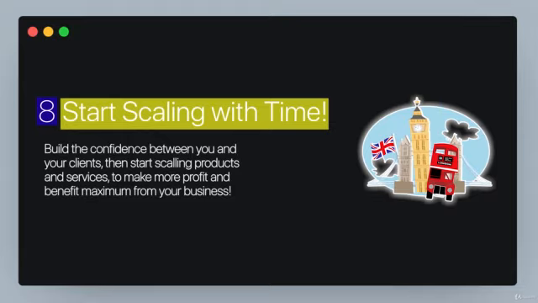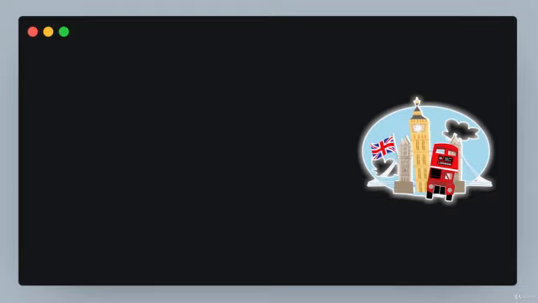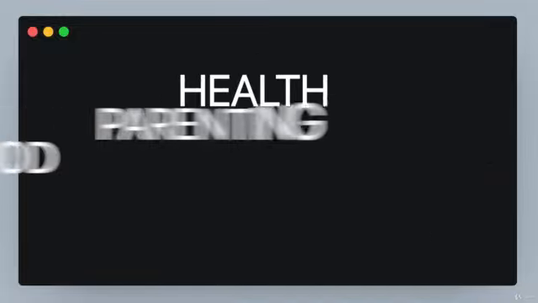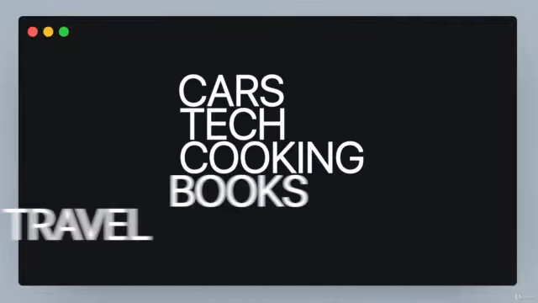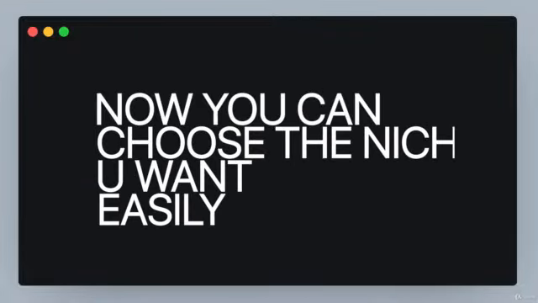Remember that all successful projects are small and very simple. And to conclude this, here are some niches that you can test. Health, parenting, you can work with food, you can pets, and dogs are a very good niche. Cars, you can work also with tech, cooking, books. I don't prefer to mention the niche I work on. We've talked about everything concerning niche.